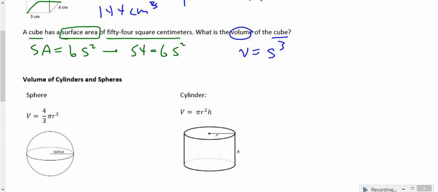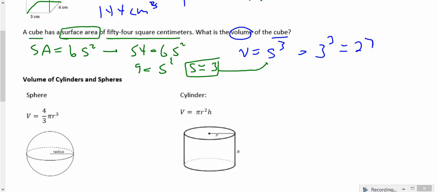Divide both sides by 6, and we get 9. So take the root of both sides, and S is 3, which we can now plug in. And our volume will be 3 cubed, which is 27 centimeters cubed.